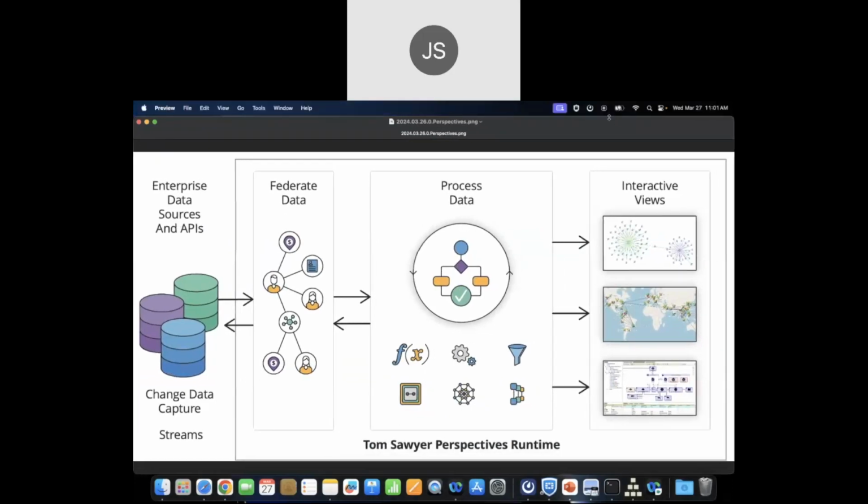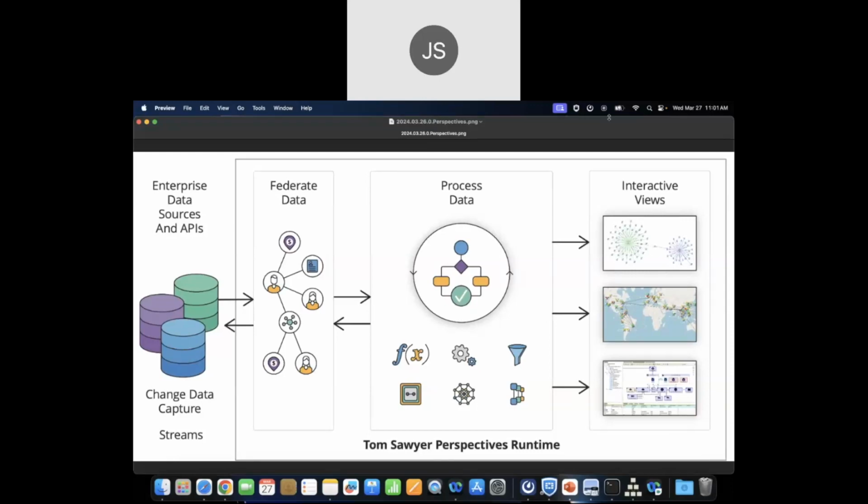Tom Sawyer Perspectives is an SDK and low-code graph visualization and analysis development platform with integrated design and preview interfaces and extensive API libraries that allow developers to quickly create custom applications that intuitively solve big data problems. So how does Perspectives do this?